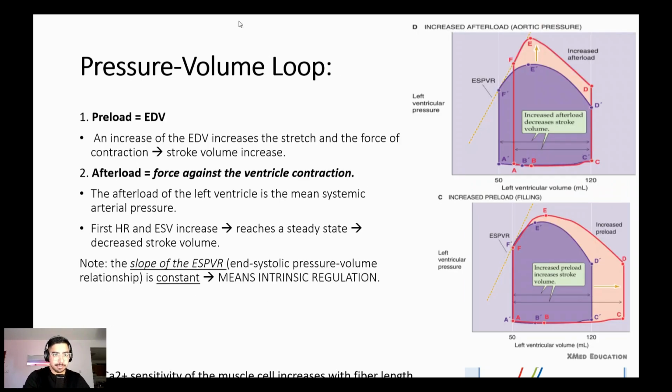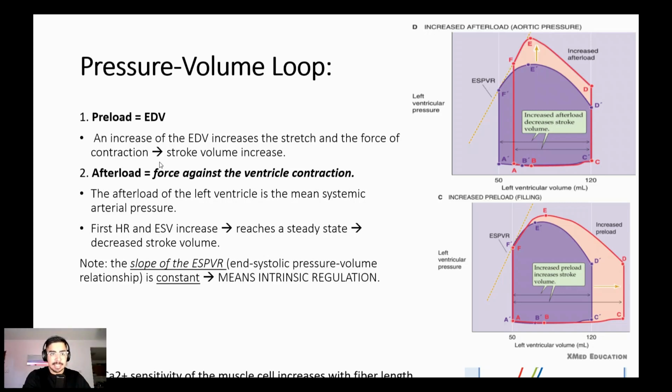Let's go. Pressure volume loop. There are two features that we need to know. Preload, which is end-diastolic volume. Preload is the amount of blood inside the ventricle that is ready to go to the aorta. It is already at the end of the diastole, when the heart is preparing for the next contraction.